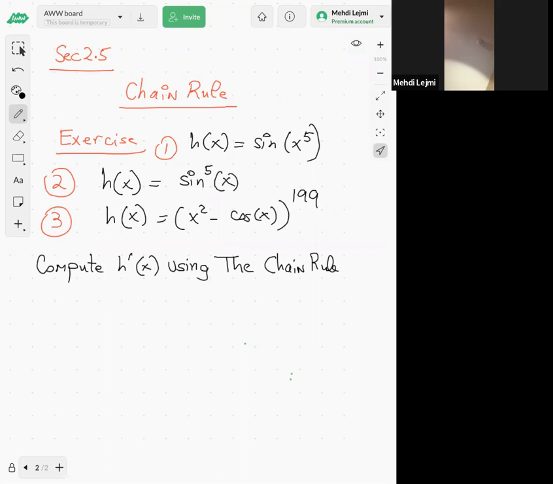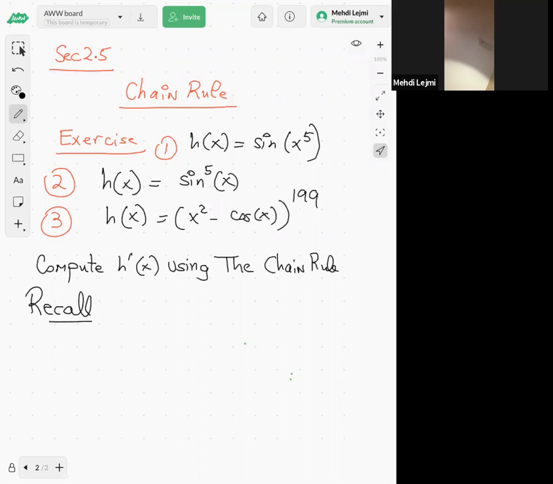Well, let me first remind you the chain rule, right? There are different ways, of course, to write down the derivative. There are different ways to represent the derivative. But let me just first remind you the chain rule.